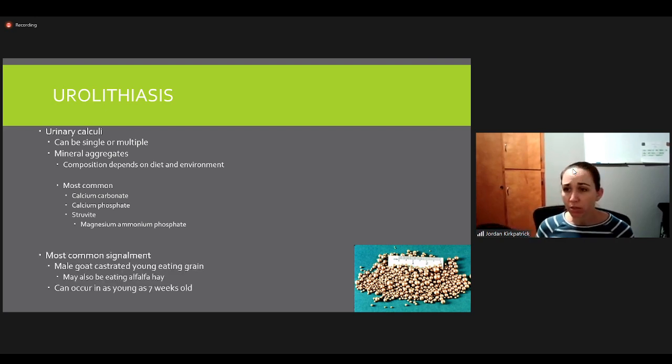The most common signalment for this condition is a male goat that was castrated at a young age that eats a predominantly grain diet. They may also be eating alfalfa hay, which is high in calcium. And it can occur in goats as young as 7 weeks old. His name was Chester, and he was a 7-week-old goat kid that came in with urolithiasis. So I've treated 7-week-old, I've treated sheep that were 3 years old. So it's a broad range of age.